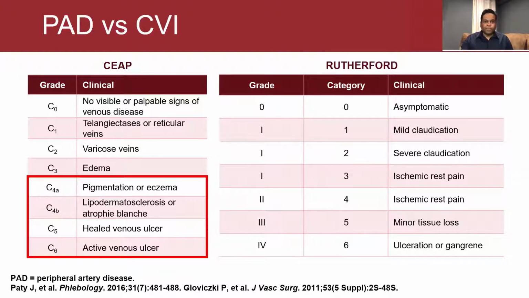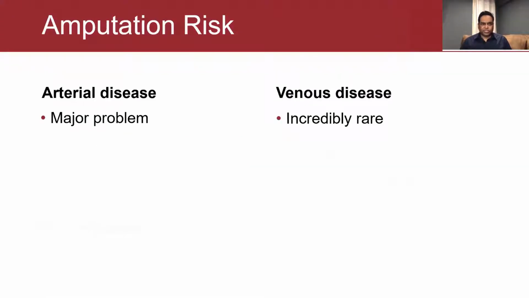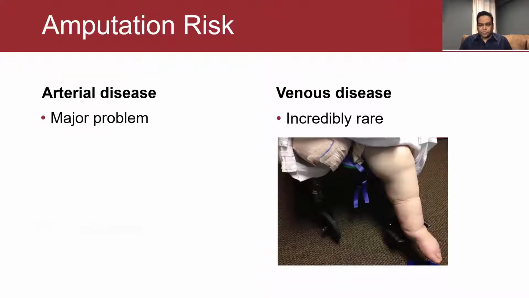gangrene, although PAD is quite limb-threatening than venous disease. So when you look at CLI compared to the severe form of venous disease, that is venous ulceration, clearly, as I said, CLI does have significantly high mortality. The amputation risk with CLI is also a major problem, while it is incredibly rare with venous disease. But if you see enough patients, you will see amputations even in venous disease.